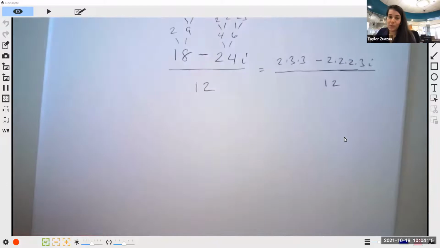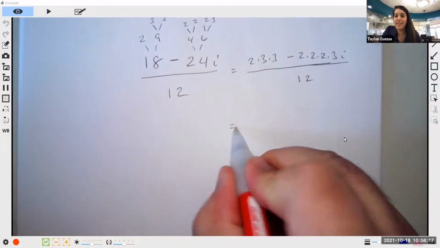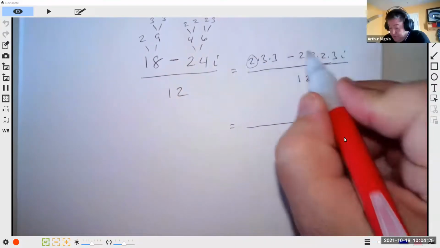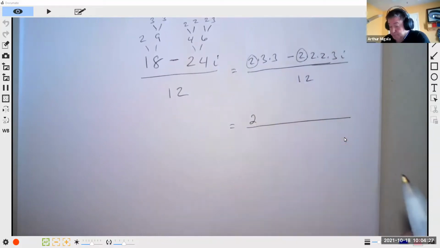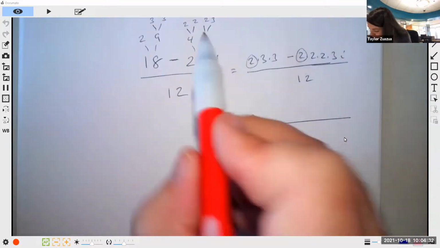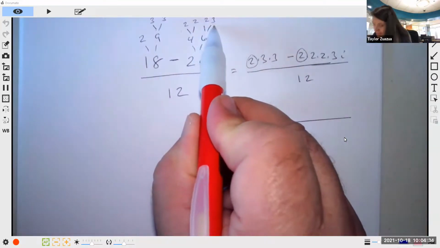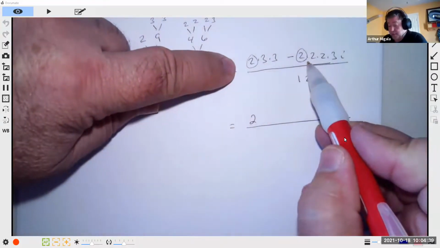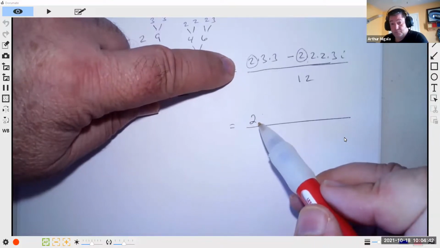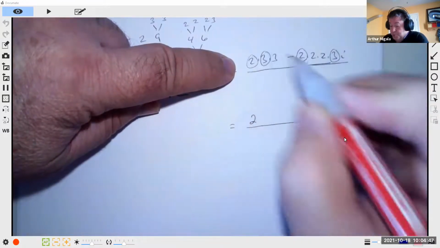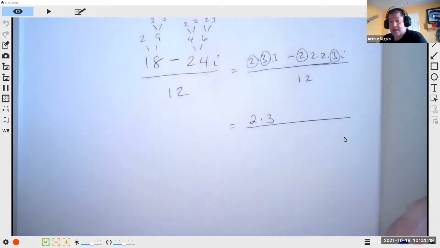Gotcha. Let me move this out of the way. So we do one number versus the other side, right? They both have a 2, so we take out 1, 2. 2 times 3 times 3 minus 2 times 2 times 2 times 3i. Since they both have a 2 in common, I can take out 1, 2. And they both have a 3 in common, so I can take out a 3.